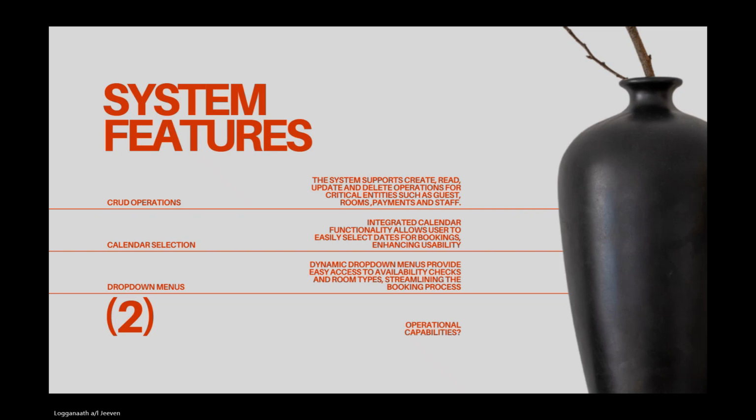Okay, for the system features, at first, CRUD operations. The system supports create, read, update, and delete operations for critical entities such as guest, room, payment, and staff. The second is calendar selection. This integrated calendar functionality allows users to easily select dates for bookings, enhancing usability. Dynamic drop-down menus provide easy access to availability checks and room types, streamlining the booking process.